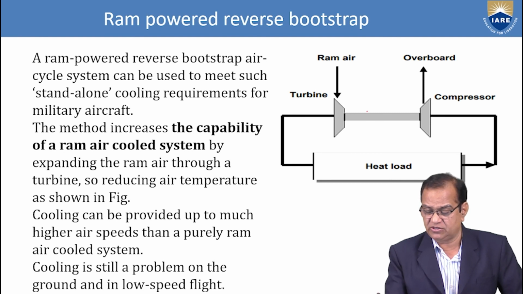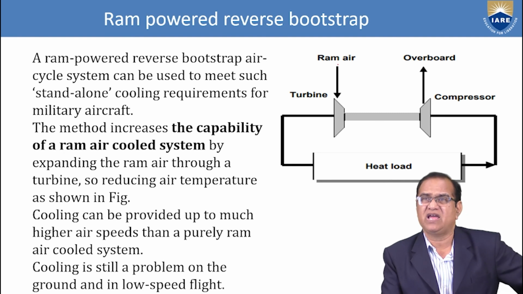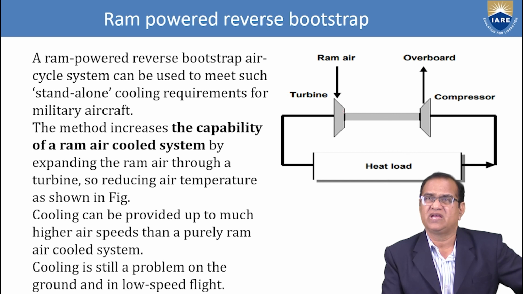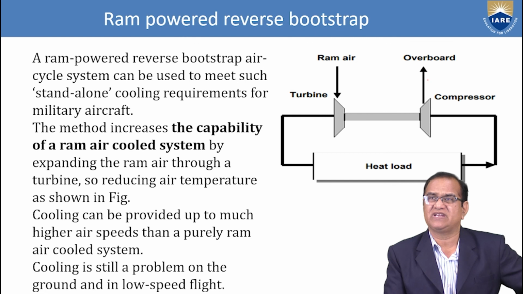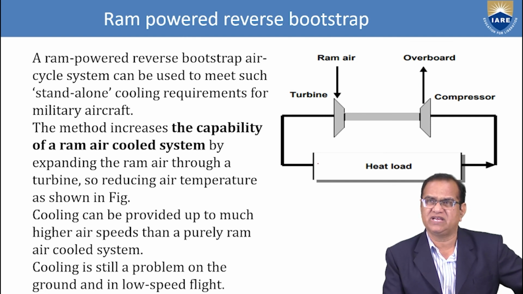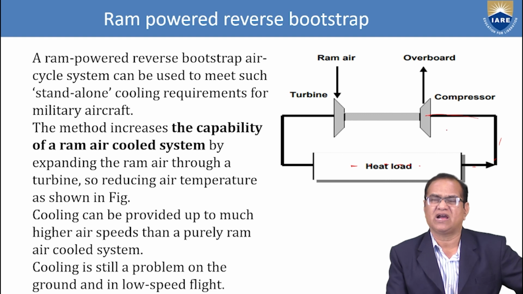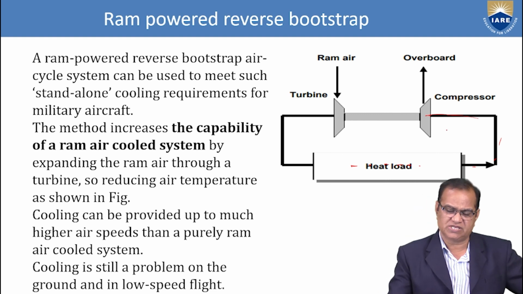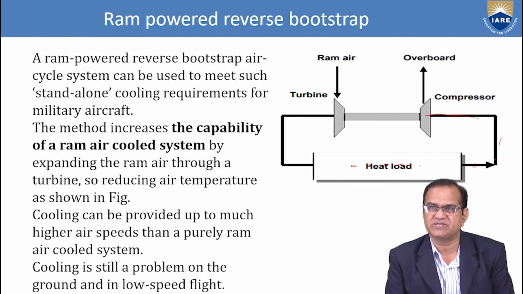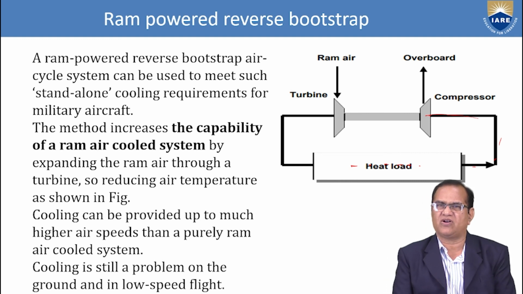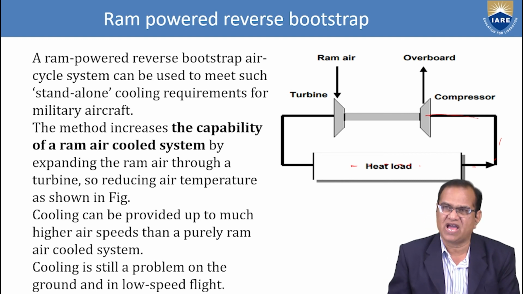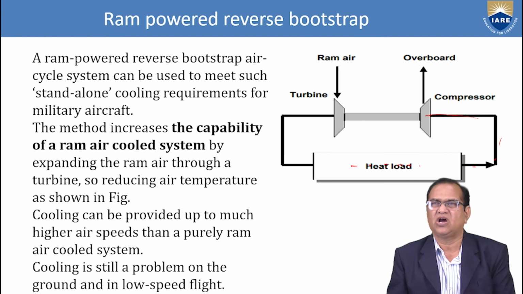So in these systems, you can see that ram air is entering the turbine. Turbine is rotated. This will also rotate the compressor. Compressor will increase the pressure, and this cooled air will enter here. Again it will go to the heat load, and it will cool here and it will go here, and again this process will continue. So these ram powered reverse bootstraps are not very good for low speed aircraft, but for high speed aircraft these are a good alternative.